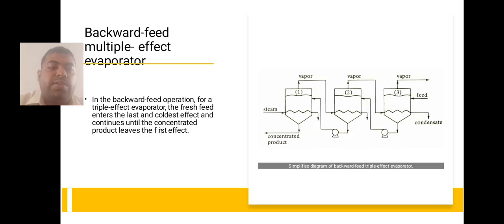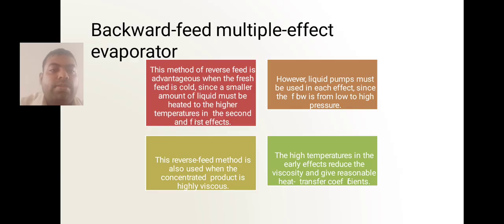Backward feed multiple effect evaporator. In this backward feed operation, for a triple effect evaporator, the fresh feed enters the last and coldest effect and continues until the concentrated product leaves the first effect. What this means is that the feed is passed through the back side of the evaporator and moves to the front side, whereas steam passes through the front side and goes to the back side. Backward feed multiple effect evaporator.